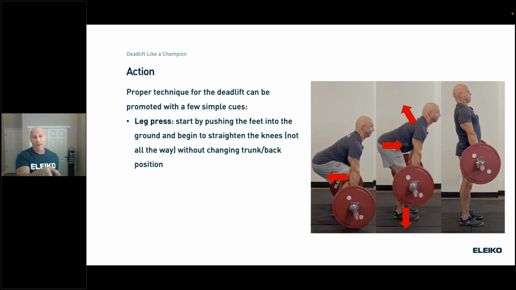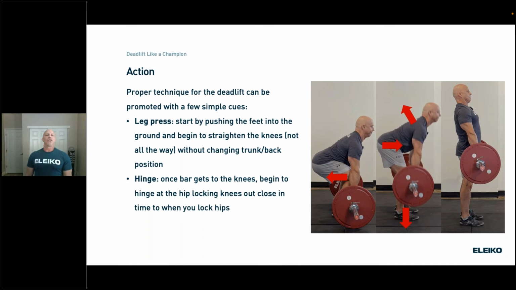You'll notice from the picture on the left to the middle picture, my back doesn't change a whole lot. It still has an incline as I stand up. And I don't straighten my knees to a full lock position. I just straighten them to where I get the bar up to the knees. And then from there, you're going to go into the hinge. So once I get the bar to the knees, then I'm going to hinge.